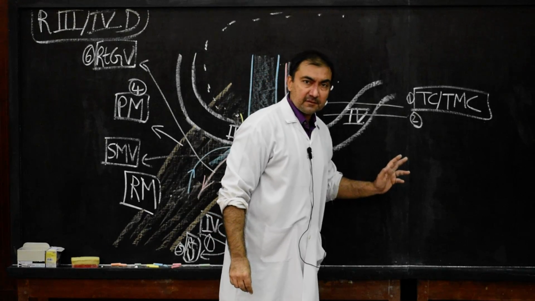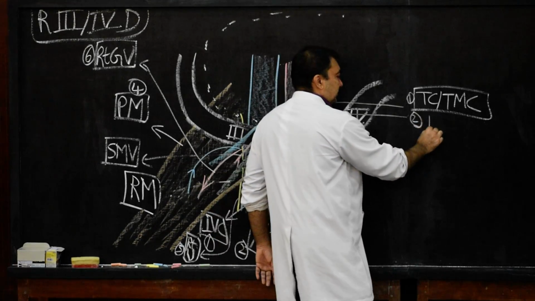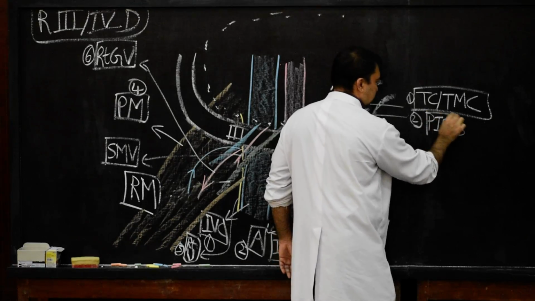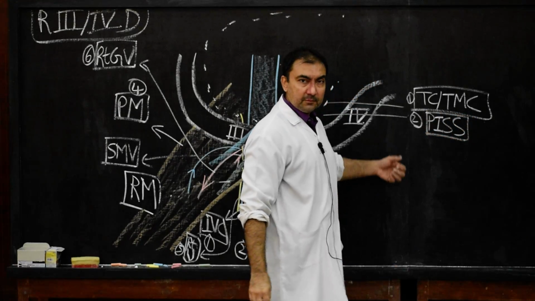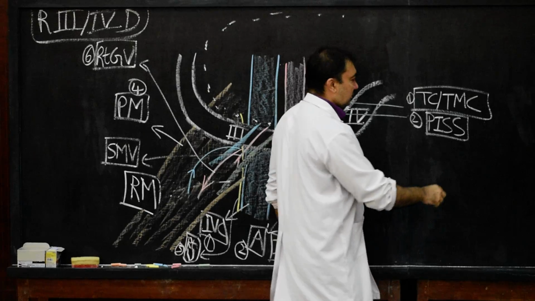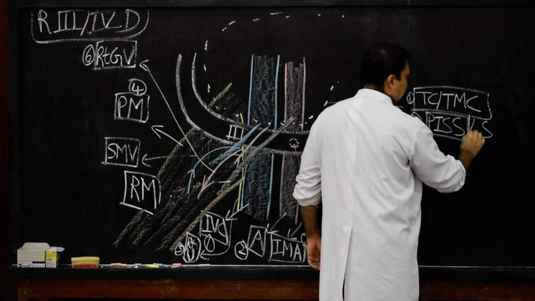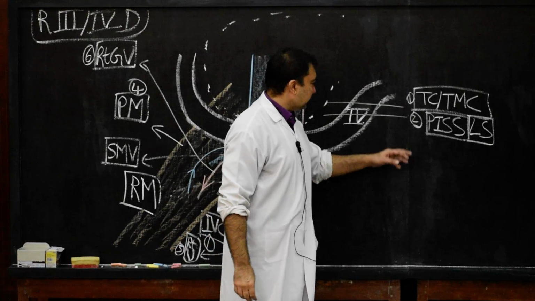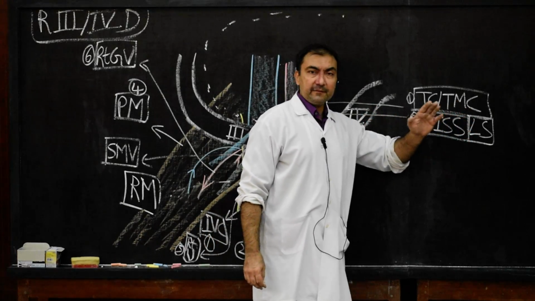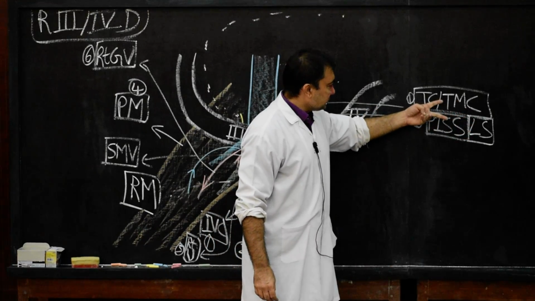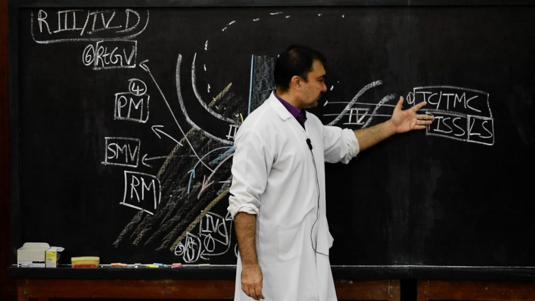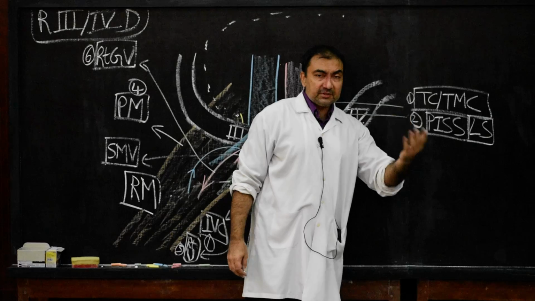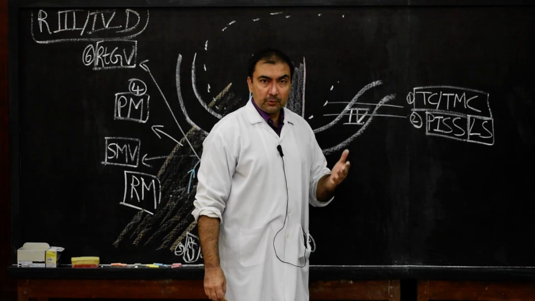So the next structure will be the posterior inferior surface of the stomach, which is separated from this surface by cavity of lesser sac. Posterior inferior surface of stomach, which is separated from anterior surface of fourth part of duodenum by cavity of lesser sac. These are the two structures which are related to anterior surface of the fourth part. Please note down. And now comes the important surface, posterior surface.